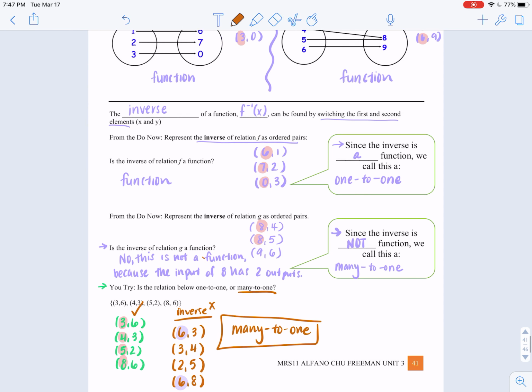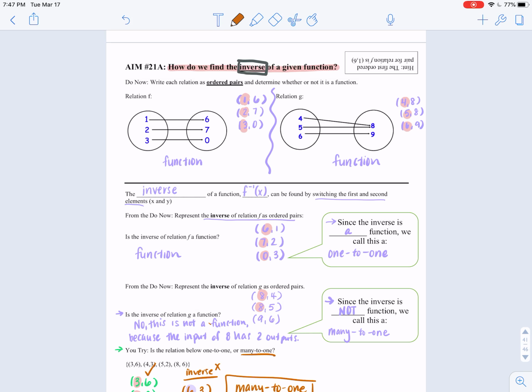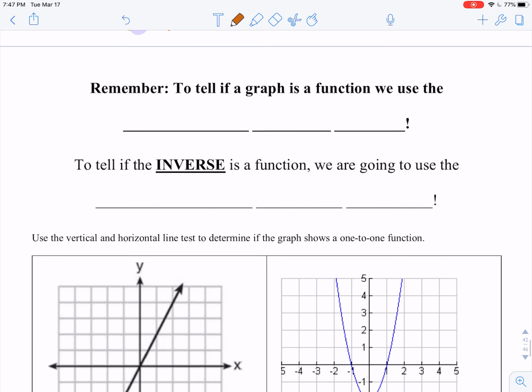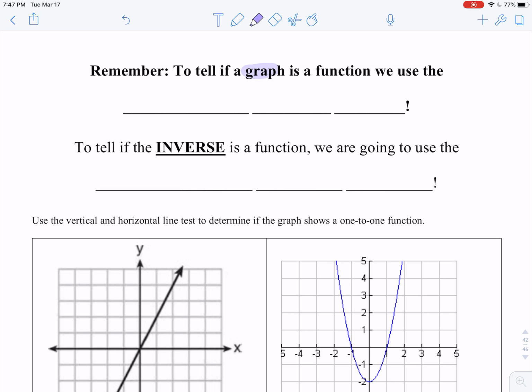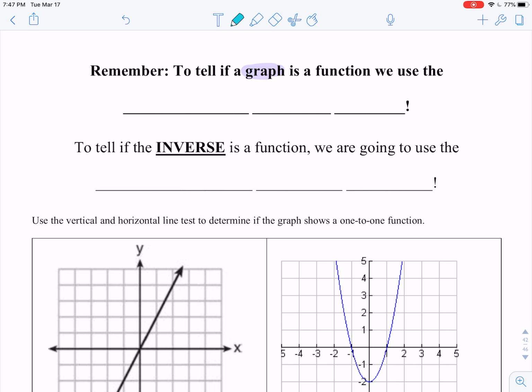Okay, so that's with coordinate pairs and mappings. With mappings, what we do is change it to coordinate pairs, and then we work from there to determine whether or not it is a function and whether or not the inverse is a function. So now we're going to focus on graphs. To tell if a graph is a function, we use... dramatic pause. I was hoping you would fill that in for me. We use the vertical line test. Now to tell if the inverse is a function, we are going to use something called the horizontal line test.